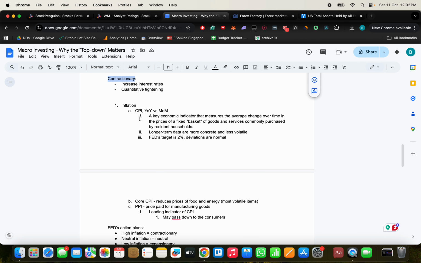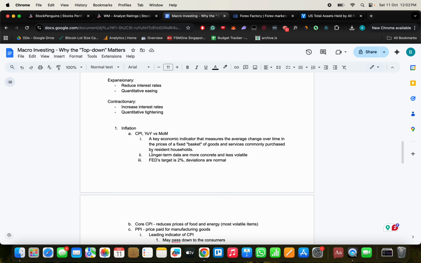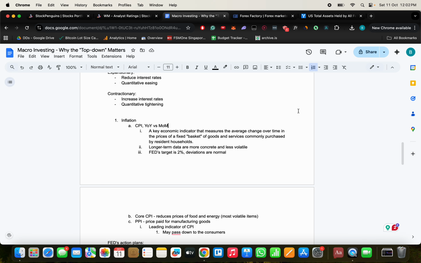And the second form of data, like I mentioned, is the contributory data points. Number one is inflation, right? So you get your CPI, which is reported on a year-on-year and month-on-month basis. It's a key economic indicator that measures the average change over time in the prices of a fixed basket of goods and services commonly purchased by resident households, right?